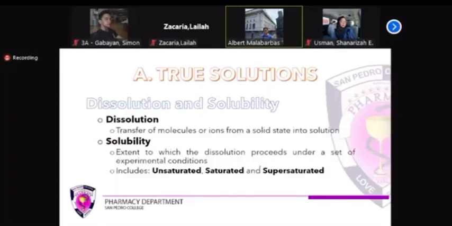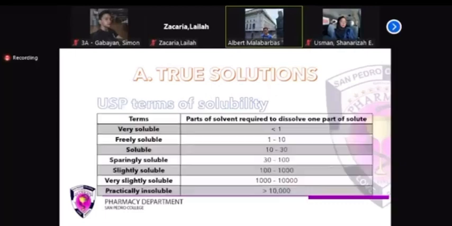Okay? Next, dissolution and solubility. When we say dissolution, by definition, it is the transfer of the molecules or ions from the solid state into the solution. Next, solubility is the extent to which a dissolution proceeds under an experimental condition. So solubility can be described further whether a solution is unsaturated, saturated, or supersaturated.